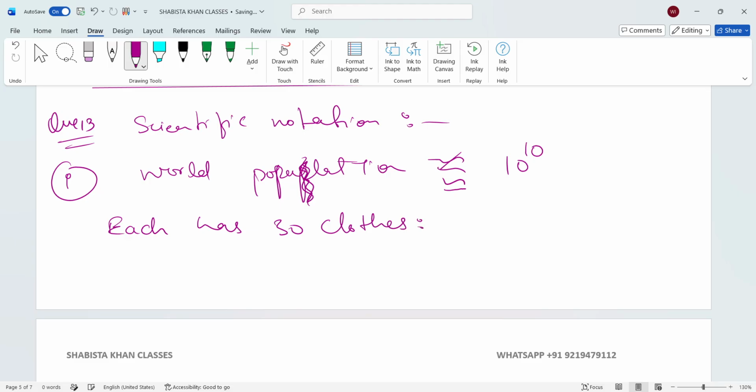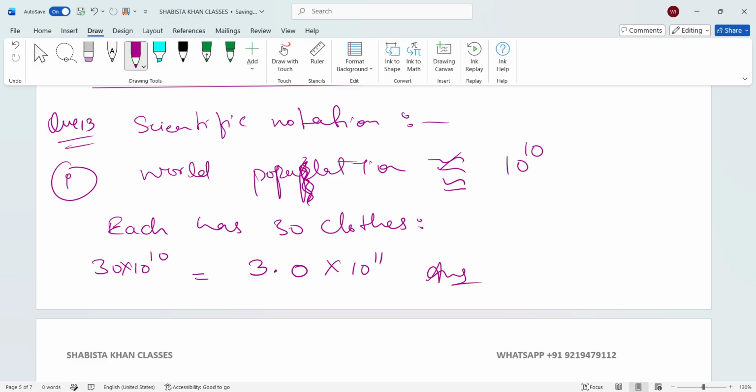So what will it be? 3 multiplied by 10 to the power 10. Okay, no, 30. It is 30 multiplied by 10 to the power 10. And since it is not scientific notation, scientific notation is of this type: 3.0. So the 3 in 30 becomes 3 × 10 to the power 11. This is your first answer.